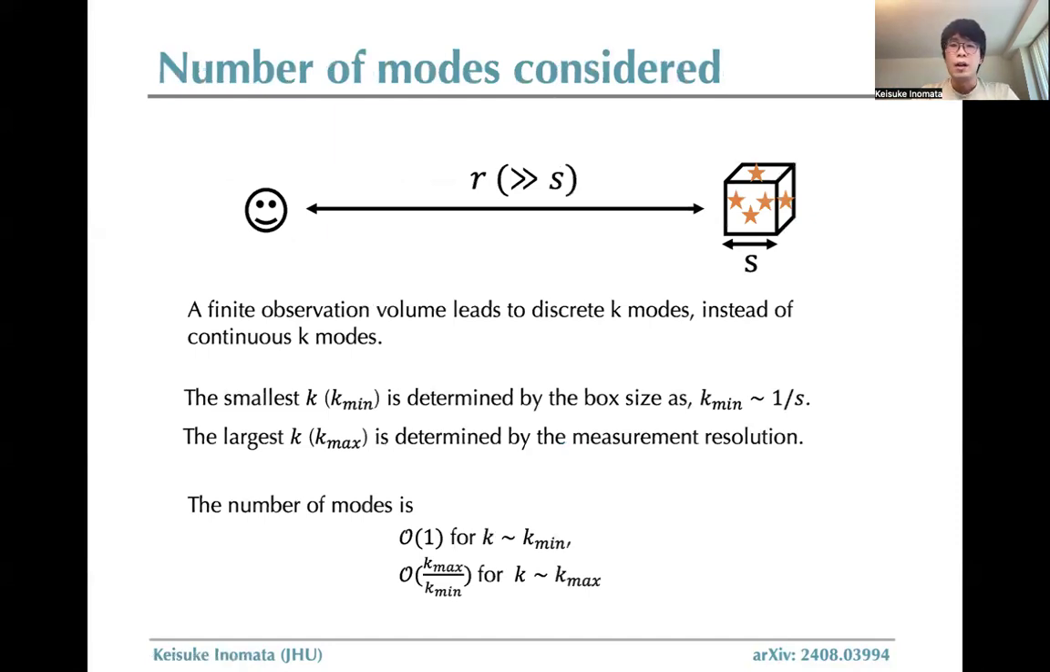Okay, so here, let me mention the number of modes considered. A finite observation volume leads to discrete K modes instead of continuous K modes. And the smallest K is determined by the box size as this, and the largest K is determined by the measurement resolution. The number of modes is more than 1 for the smallest K, and K max over K min for the largest K. So this is the number of modes considered.